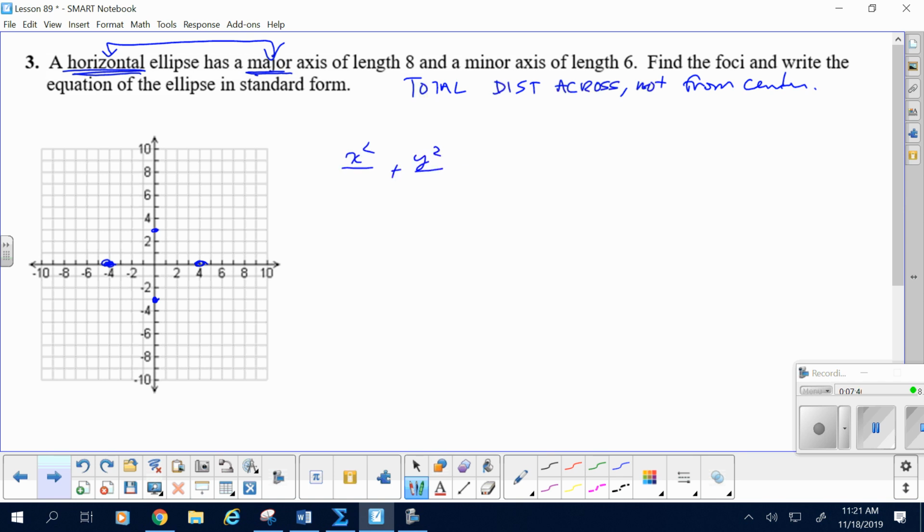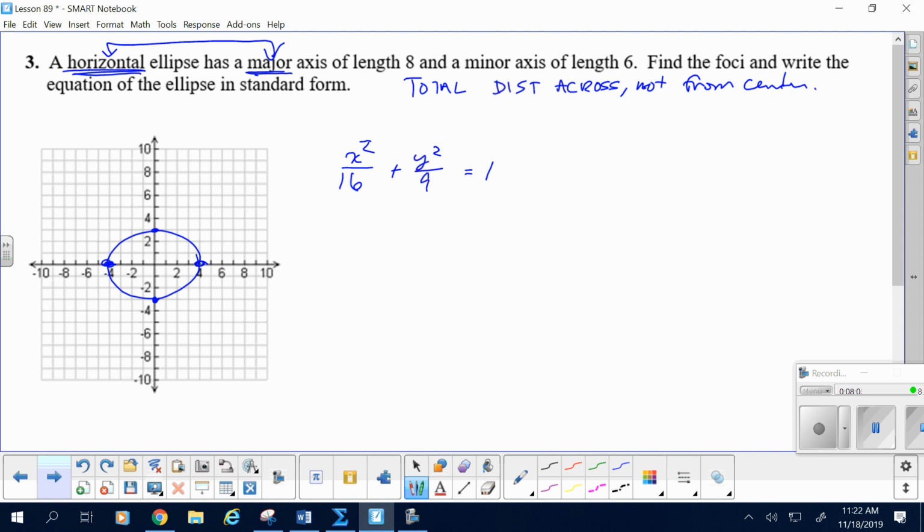This is giving you a ton. In fact, we actually know everything we need to get the equation. What's the equation? X squared over what's the x denominator? 16. Squared, so 16. What's the y distance squared? 9. Plus y squared over 9 equals 1.